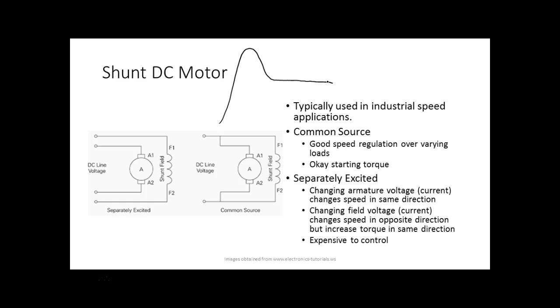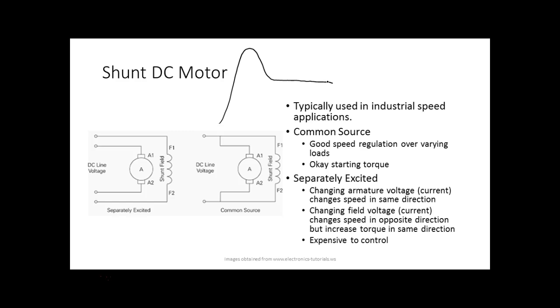This guy, we can control both of them, so we can increase the torque by increasing the field. But if we increase the field current, then the speed of the motor goes down. But if we increase the field and increase the armature, the motor will run at the same speed, but at a higher torque. So the advantage of a separately excited motor is that we can control the torque and the speed.